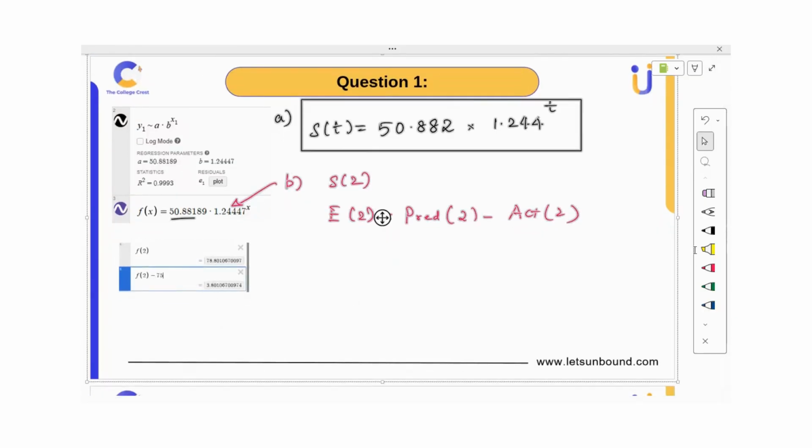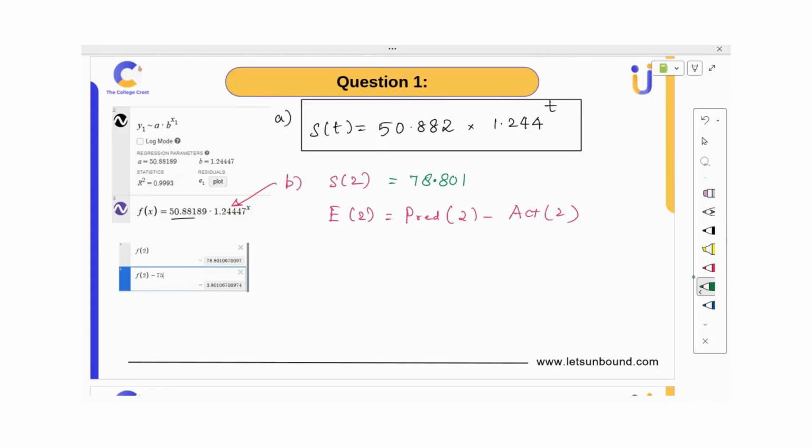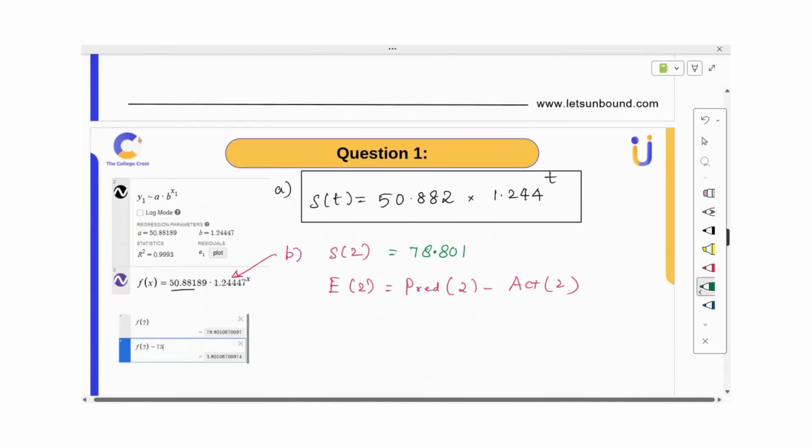So your S of 2 is f of 2 in the context. That is equal to 78.801. It's subscribers, right? S was given in thousands, so if you multiply by 1000, it will be 78,800 something. When you present your answers, you can convert to thousands. The error for the predicted value at 2 is approximately 3.801. That's it, B part is done.